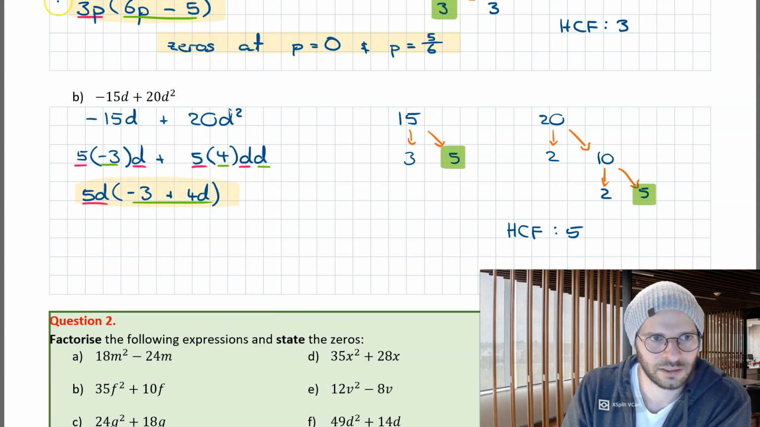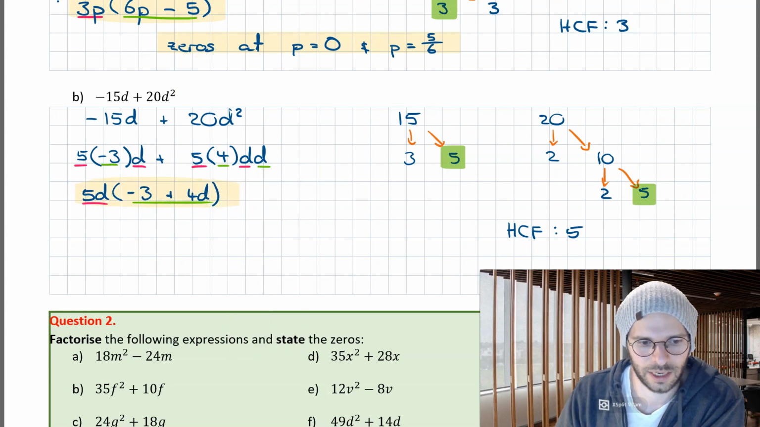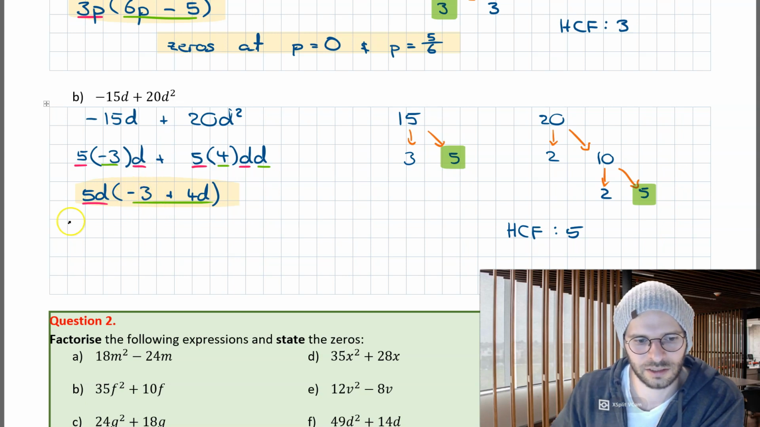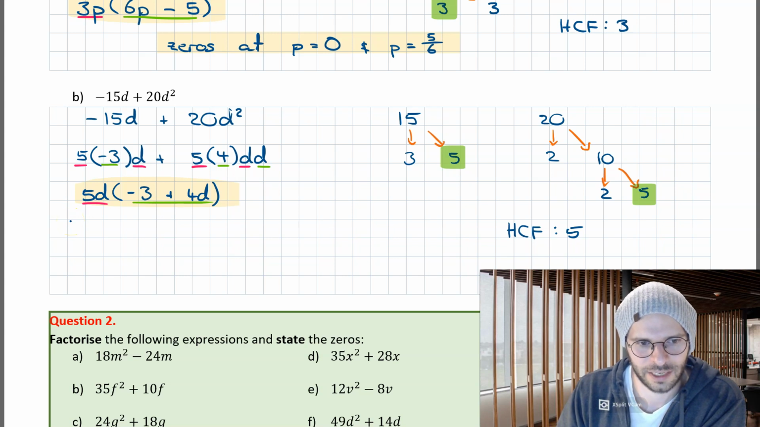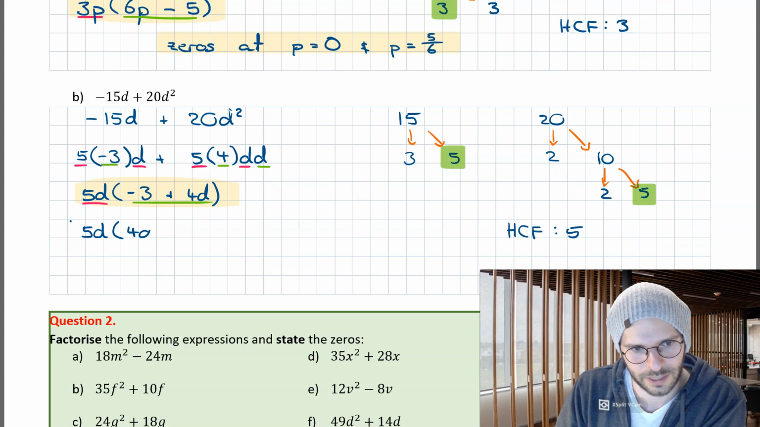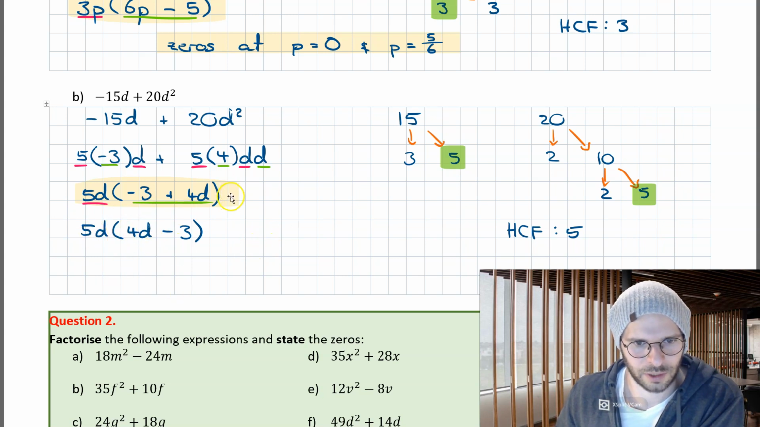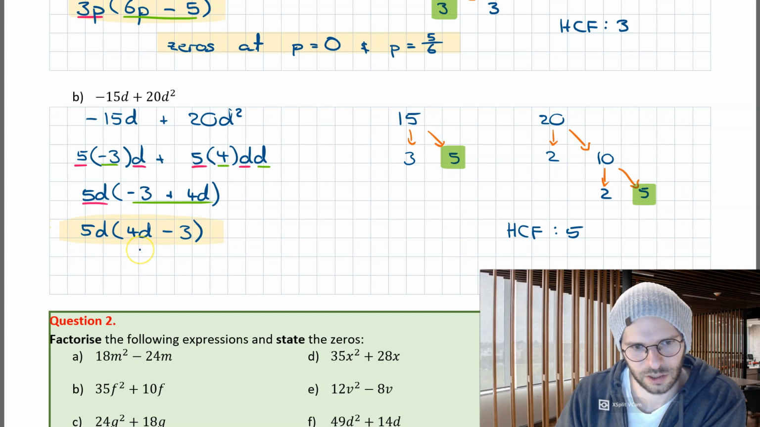Now this is fine, this is the most factorized form, but as mathematicians sometimes we like to make a slight tweak to this. Notice that you've got the negative on the left hand side inside the bracket. We typically don't like to have negatives like this. Rather, we prefer to write it such that the positive numbers are always on the far left. So this can be rewritten as 5d multiplied by 4d, take 3. This also makes it easy to find the zeros.